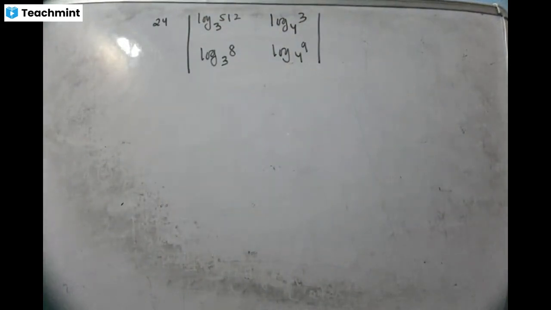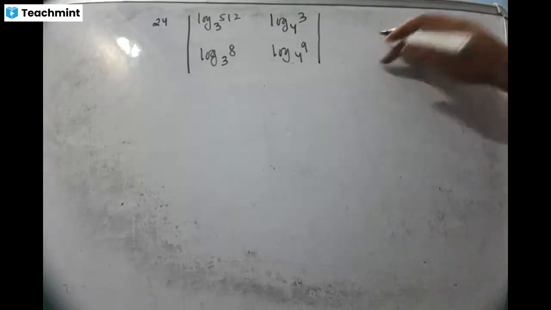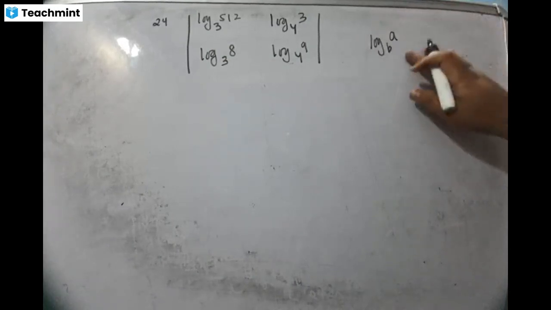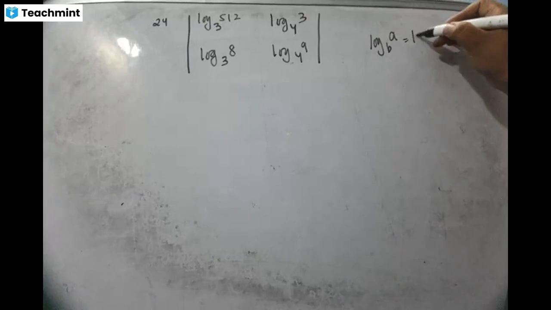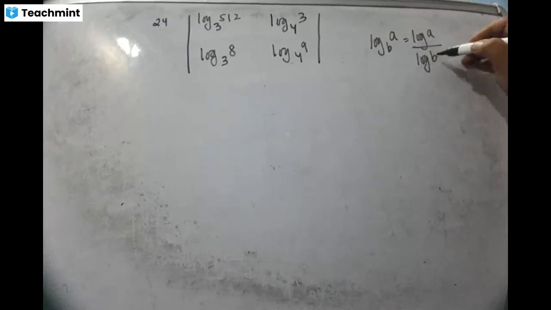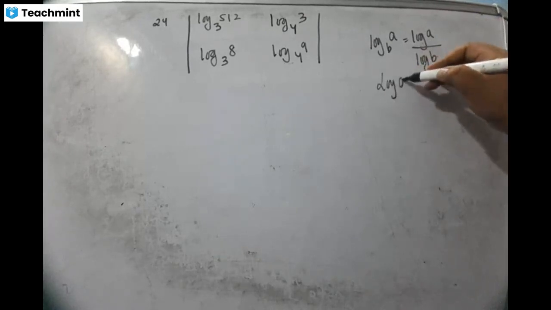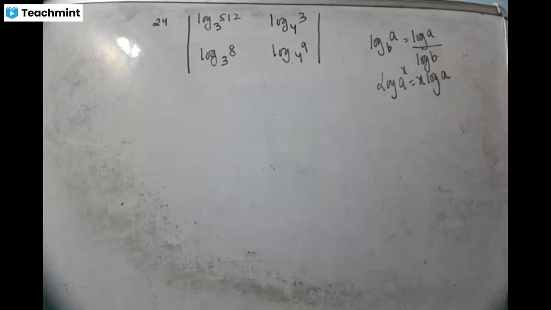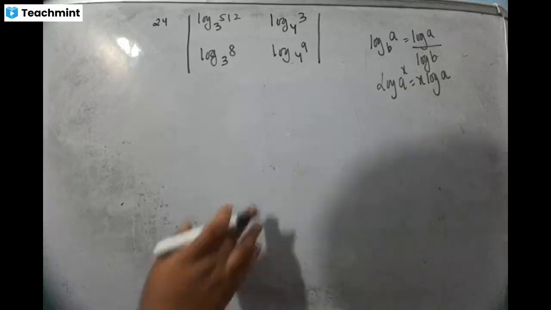So the only property that you need to know to solve this is, everyone look at the board, log a to the base b can be written as log a divided by log b. And the second property, log a to the power x, the power comes in front, so you get x log a. So please keep in mind these properties. So let us begin, everyone.